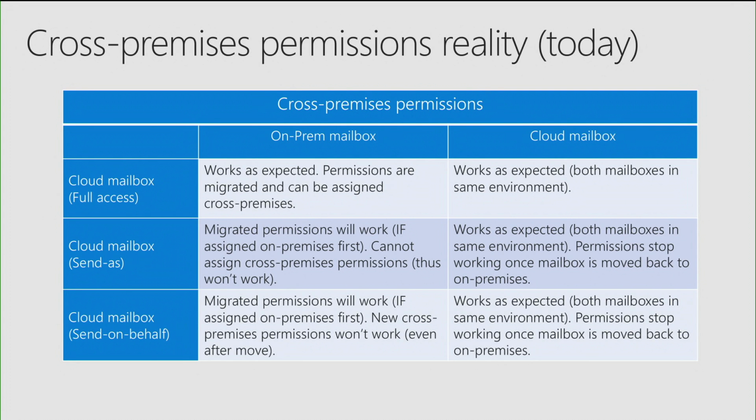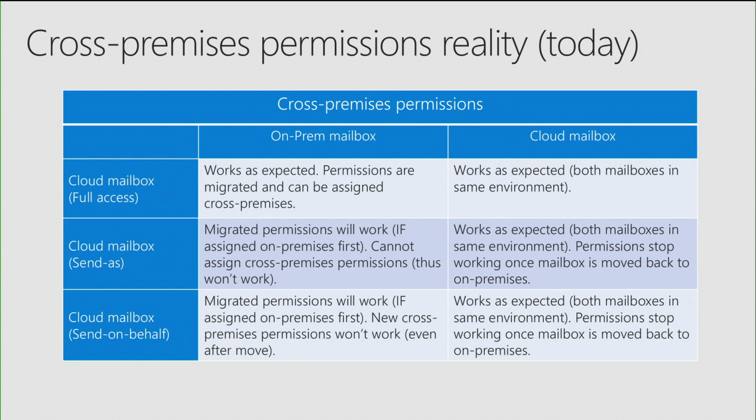If the cloud side just has send as permissions, migrated permissions will work. Again, they have to be assigned on premises. You cannot assign cross-premises send as permissions. So if assigned on premises and then migrated, they'll continue to work properly. Same thing for send on behalf. Migrated permissions will work if assigned on-prem, and then the mailbox is moved after. You cannot define send on behalf permissions cross-premises. So after the move, you can't change.